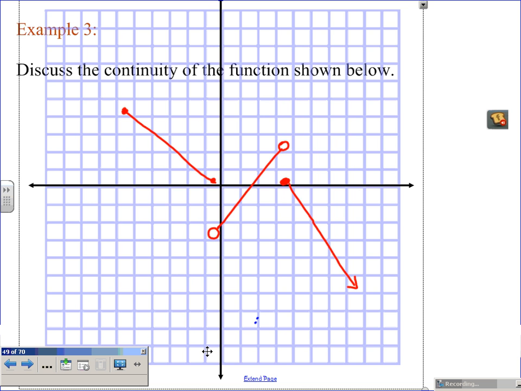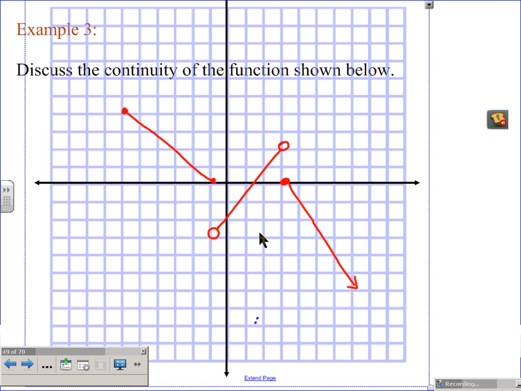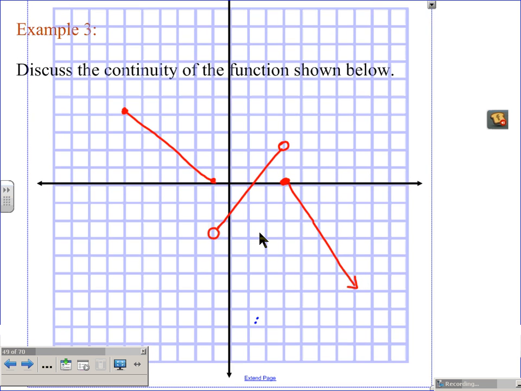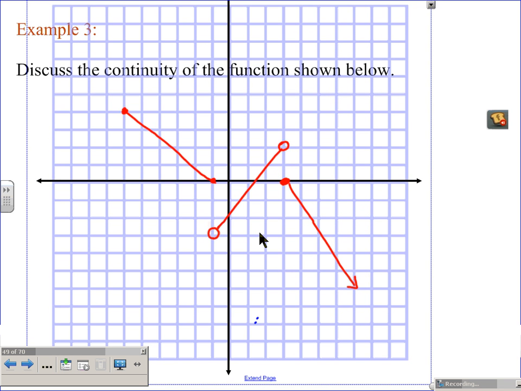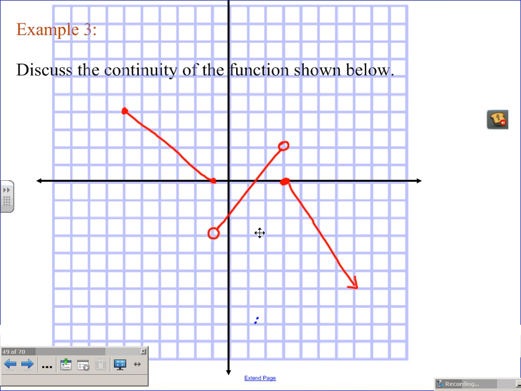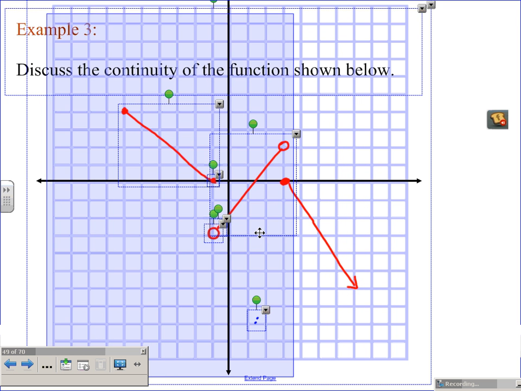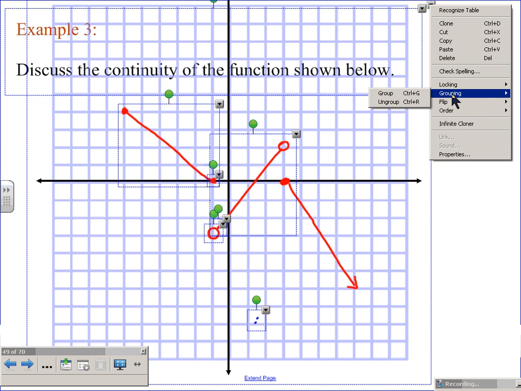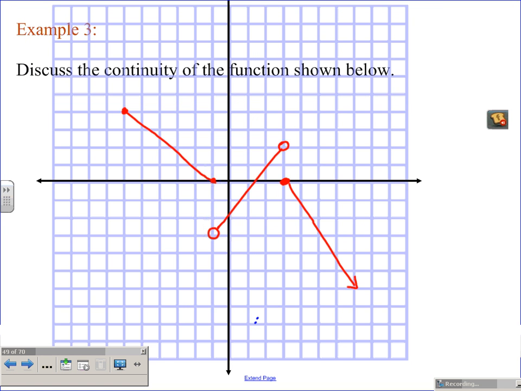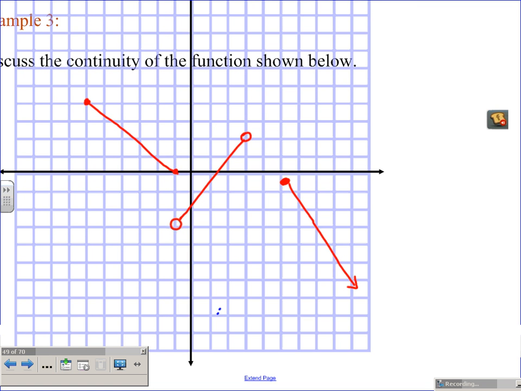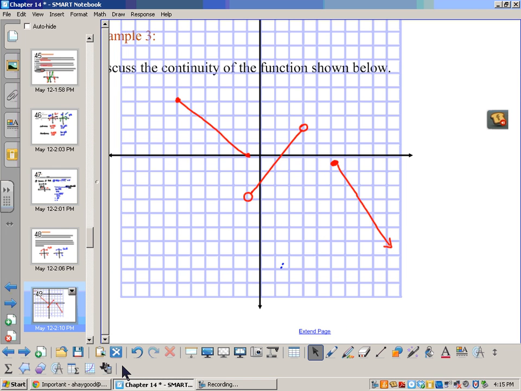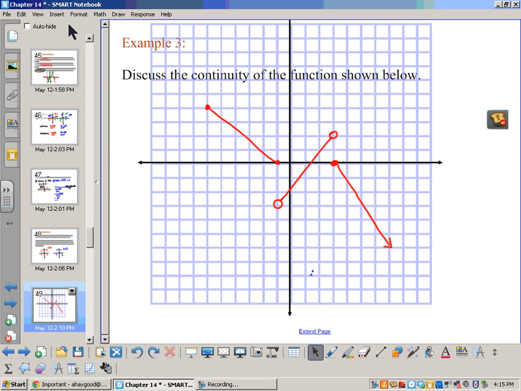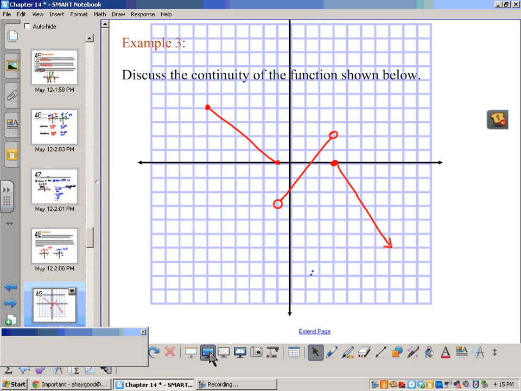My graph has gotten a little off here, so let me try to move that back to where it should be. Let's work with that. Well, I just can't get my graph right. Okay, let's just leave it like this.